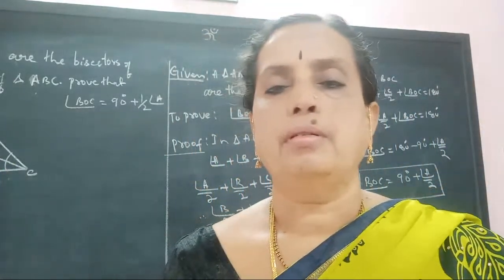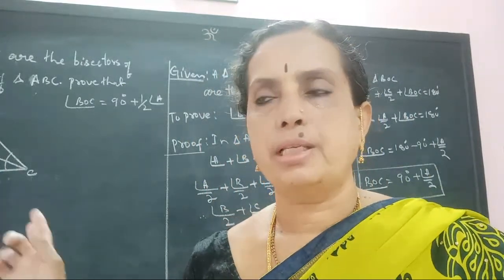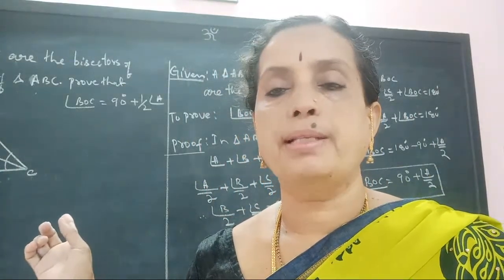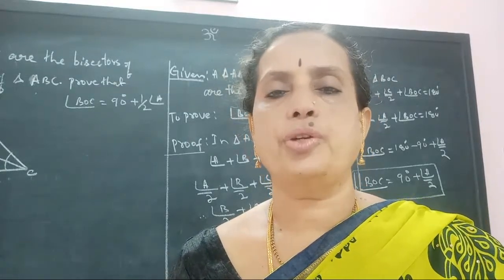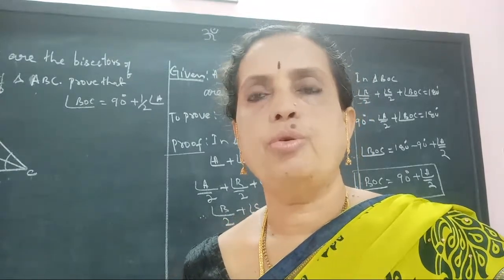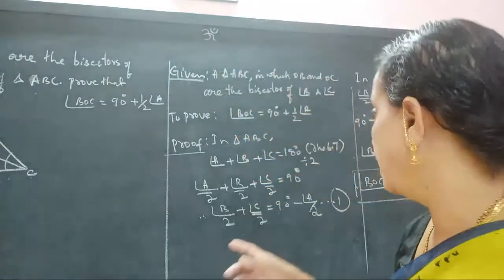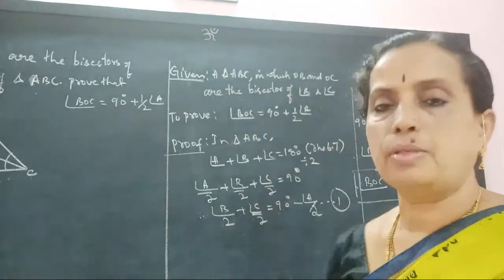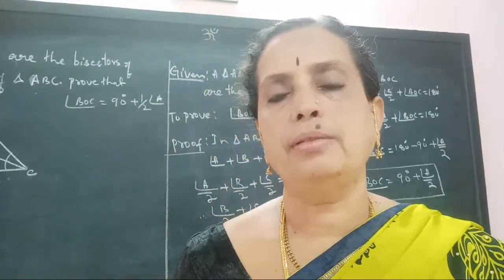Practice this problem, very important problem here. It is an internal bisector. In the textbook, the external bisector question is given, which I will discuss in tomorrow's class. Unless you are thorough with the statements, it is very difficult to follow, because in each case we apply theorem 6.7 property and all. So you have to repeat the theorems clearly.